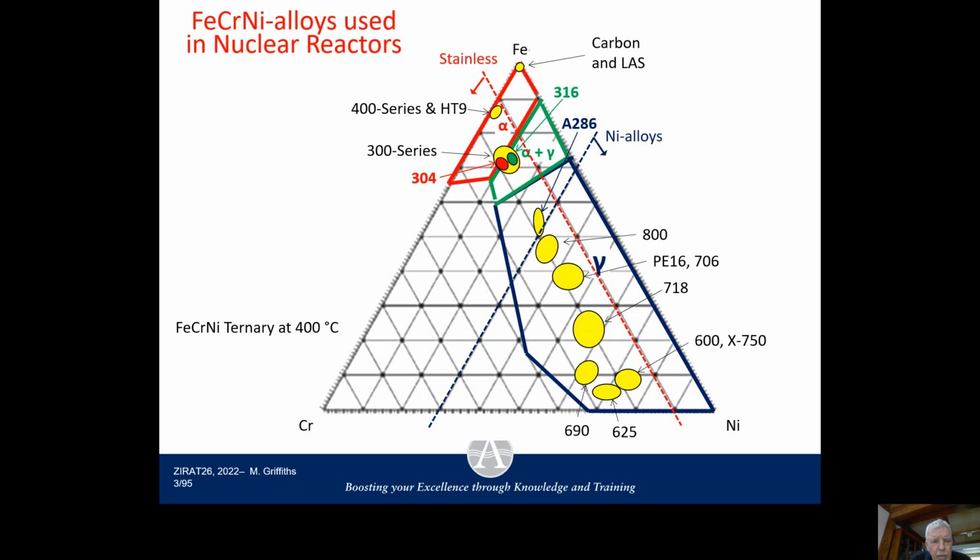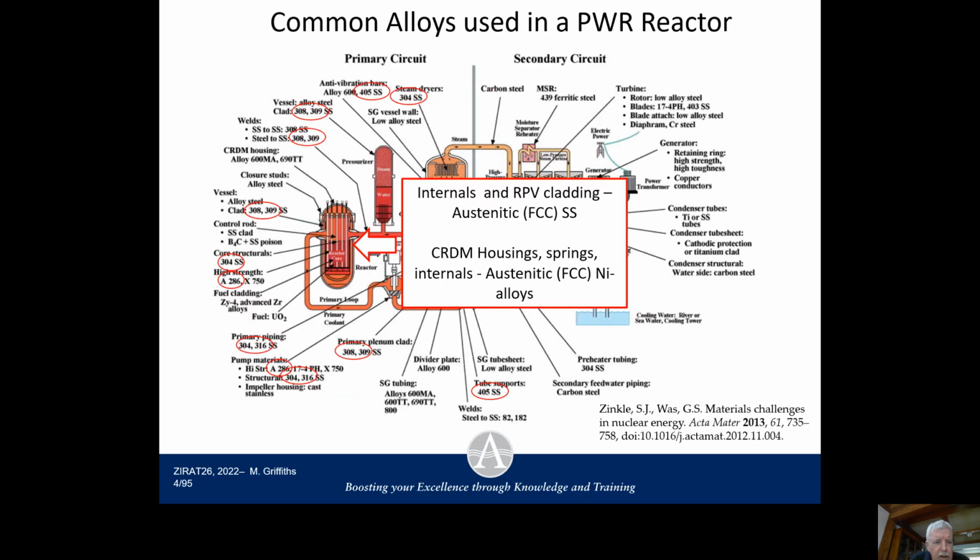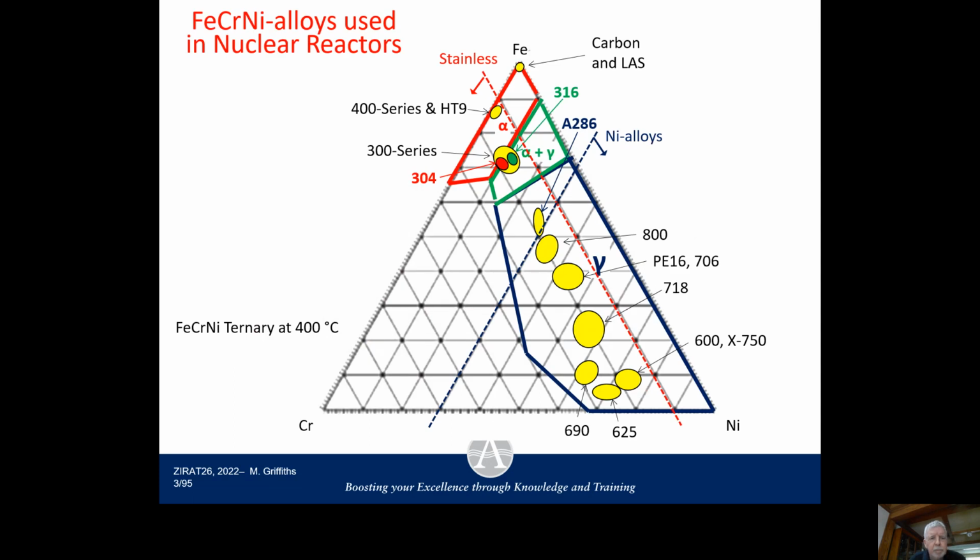And then up here we have the alpha phase materials, which is basically the BCC type materials, low alloy steels, carbon and low alloy steels, ferritic steels such as HT9 and the 400 series steels. And overlapping, there's a two-phase region here, dual phase structures where you can get some alpha and some gamma phase, gamma being the austenite, alpha being the BCC phase.